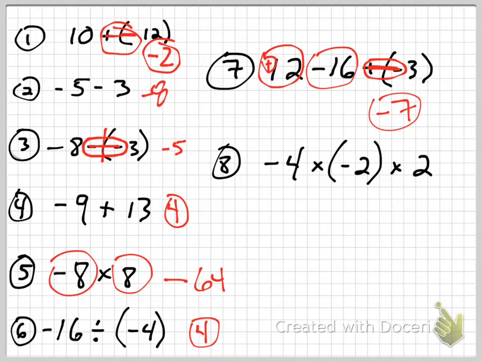Nice. Number 8. This is important. A negative times a negative is positive. That positive times this positive is a positive. 4 times 2 is 8. 8 times 2 is 16. We already decided that it was positive. The answer is 16.